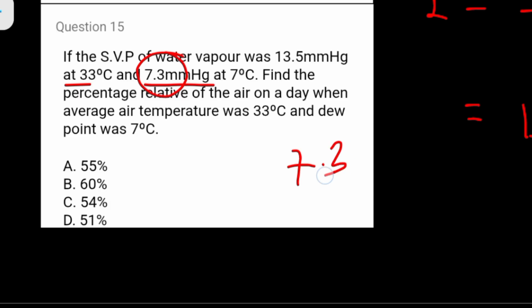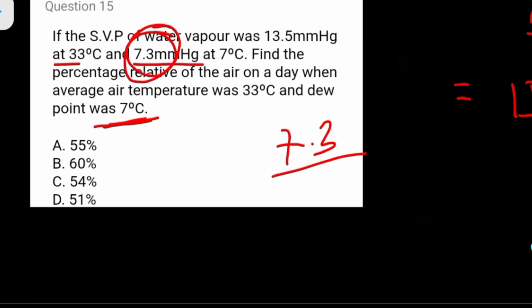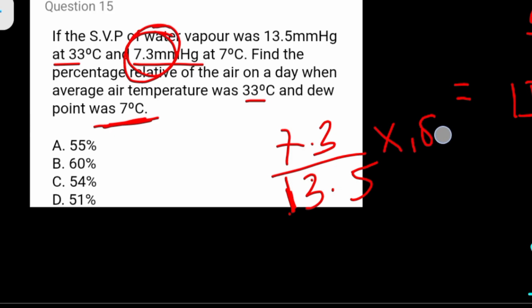7.3, that's for dew point. You can see dew point was 7 degrees C, and this is the pressure, divided by the SVP of air. The average temperature was 33, so the SVP at 33 is 13.5. So dividing it by 13.5. They said percentage relative humidity, so times this by 100. So 7.3 times 100 divided by 13.5. What will you get? That will give you 54%. So you can see there, that's option C.